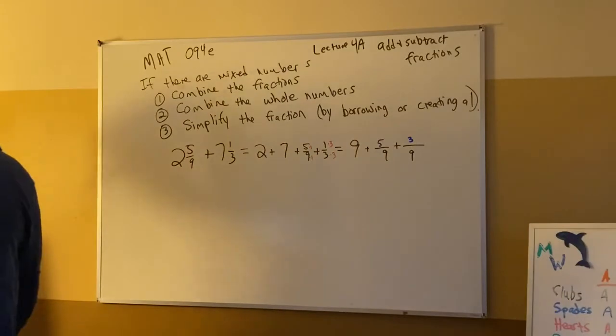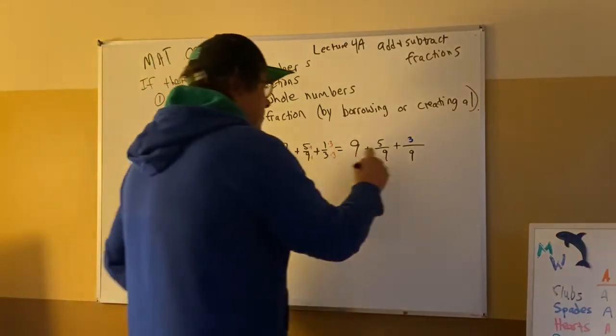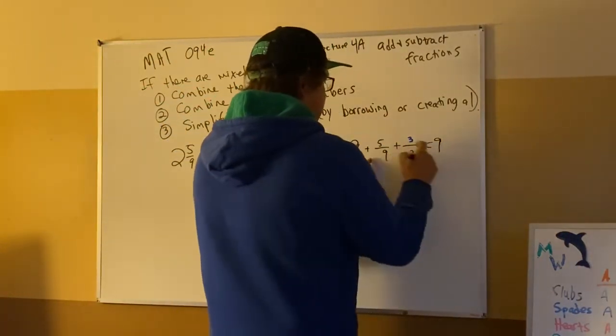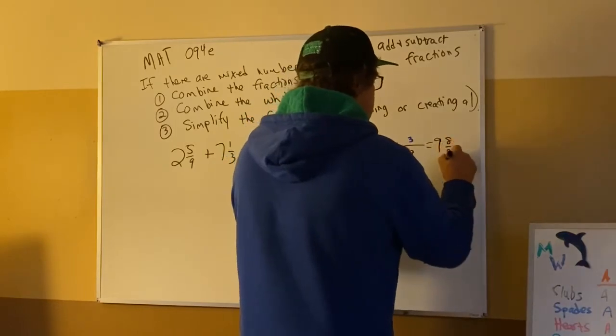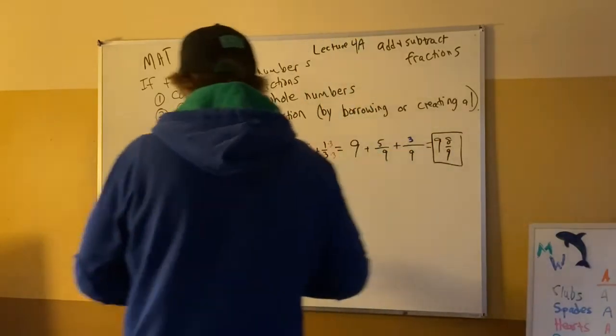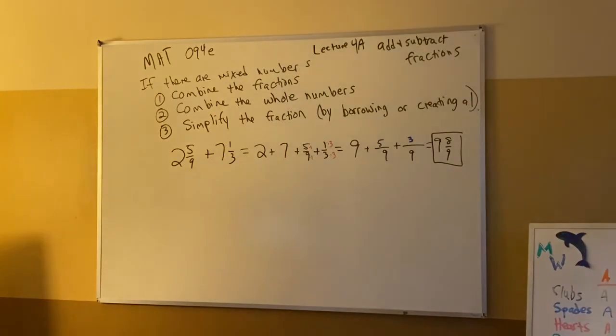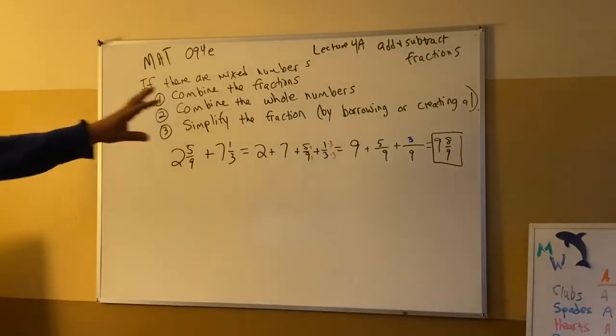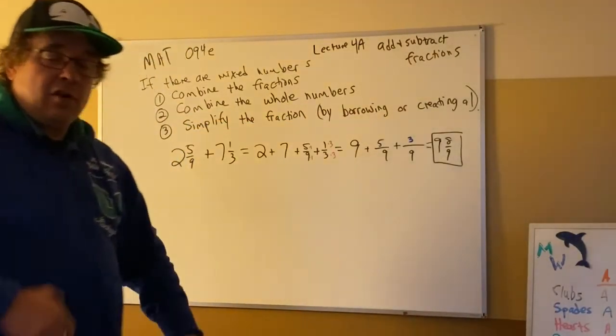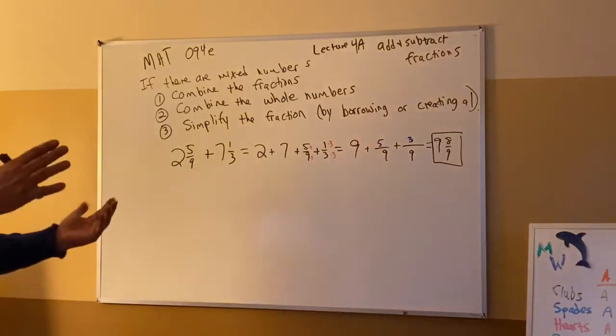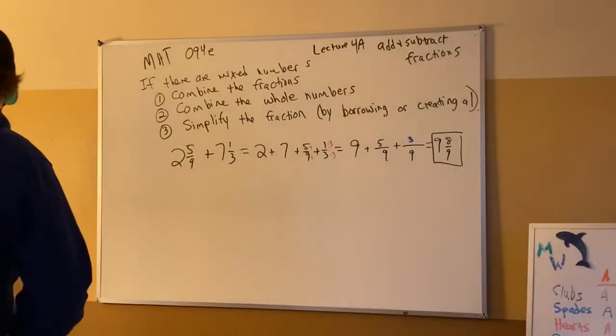The 9 is in front. Back here we got 5 and 3 for 8 over 9. Doesn't reduce, we got 9 and 8 ninths. And that's done. There's no need to turn them into improper fractions. If there's a need, we do it at the end, creating a 1 if we have extra, borrowing a 1 if we are short. That's what we need.